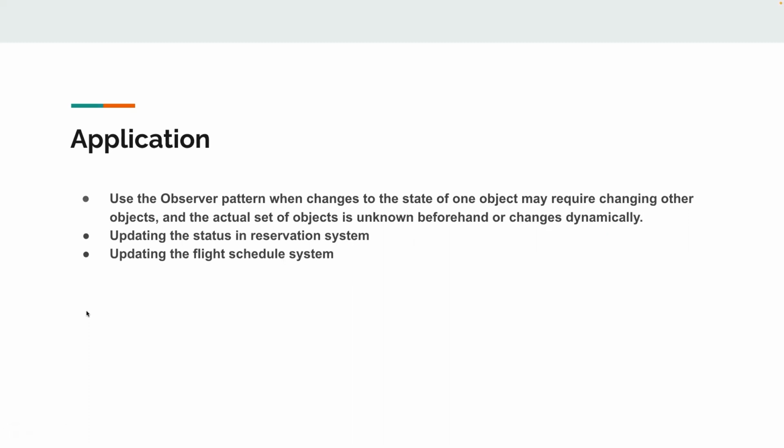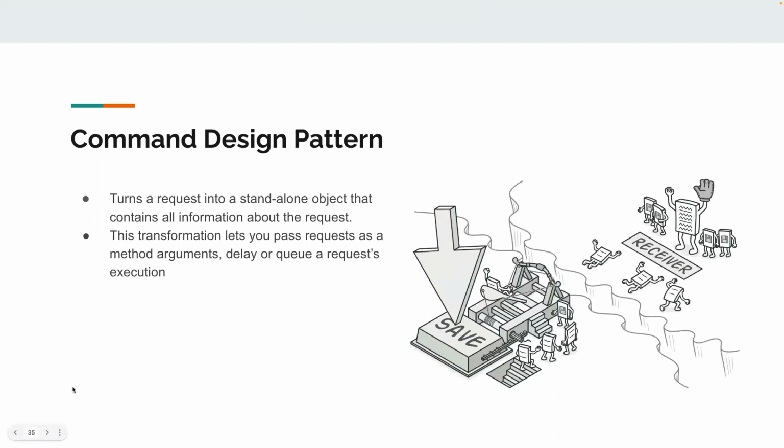Now, what are the applications of the observer design pattern? The observer design pattern can be used when changes to the state of one object may require changing other objects, and the actual set of objects is unknown beforehand or changes dynamically. It is mainly used in a reservation system to update the reservation status, or in a flight scheduling system where the flight information needs to be updated.